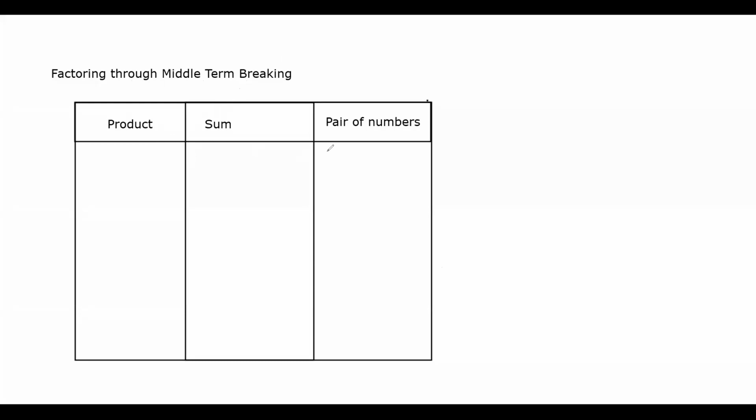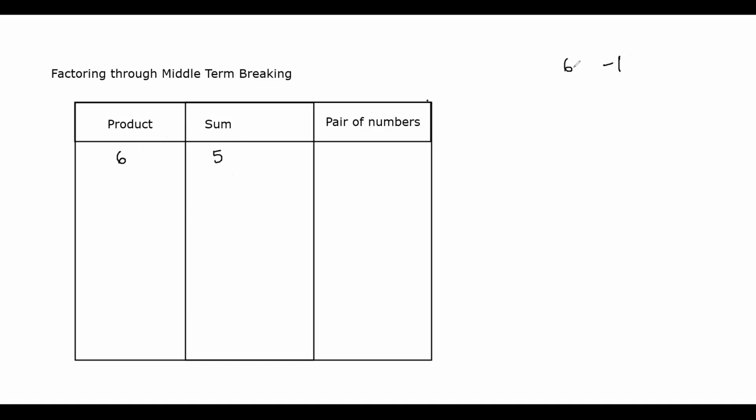Now, we have to fill in this table in such a way that, for example, I have a product which is, let's say, 6, and the sum is 5. Now, you have to give me a pair of numbers whose product is 6 and the sum is 5. Yes, hurry up. 6 and minus 1. Think about it. Now he says 6 and minus 1.